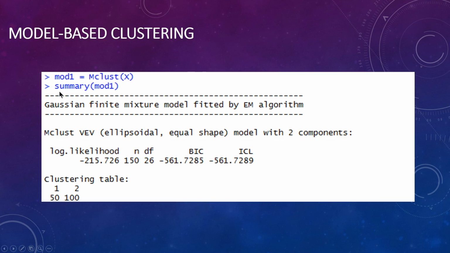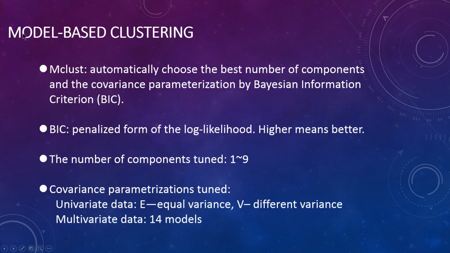Function mclust is used for model-based clustering. I first run it by default and use summary to view the result. mclust automatically tunes the number of components and the covariance parameterization by Bayesian information criterion (BIC). BIC is the log likelihood with a penalty for the number of estimated parameters in the model and the observations in the data. The higher the BIC, the better the model.